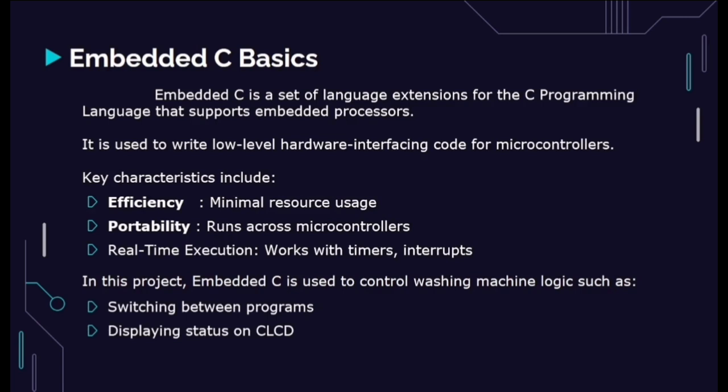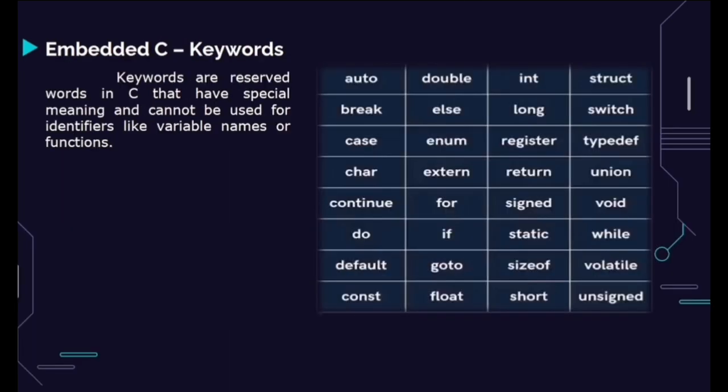In this project, embedded C is used to control the washing machine logic such as switching between the programs, displaying status on the CLCD. Keywords in embedded C. Keywords are the reserved words in C that have special meaning and cannot be used for identifiers like variable names or function names. So in C language or embedded C, we have 32 keywords.